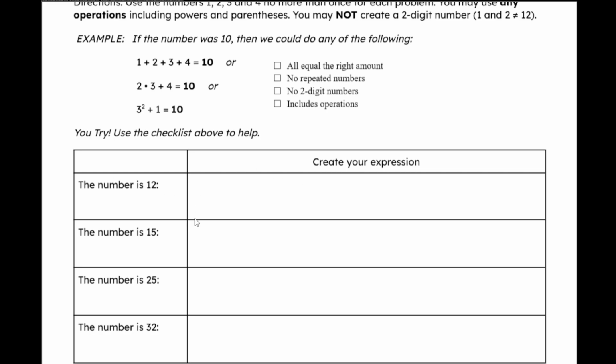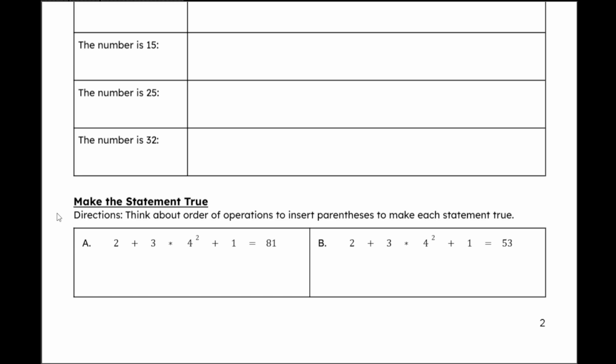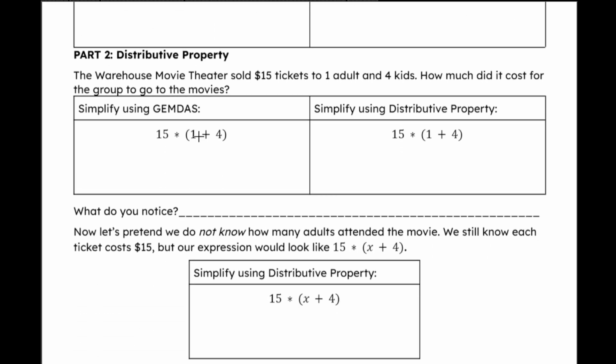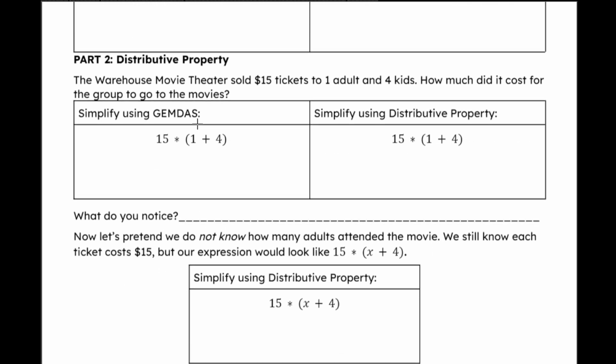Hopefully you got that checked. I'm not going to go over these right now. But similarly, for these problems, you want to think about order of operations and insert parentheses to make each statement true. So what you're doing here is you're going to add parentheses somewhere around these numbers to make this true. Again, I'm going to let you try these on your own and check in with your teacher. For now, let's go on to the third page and let's look over distributive property.